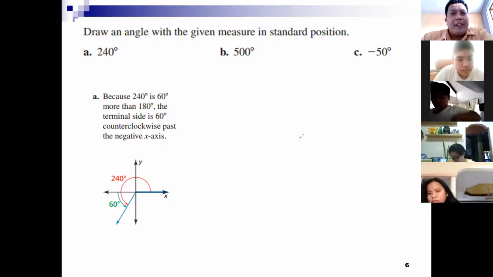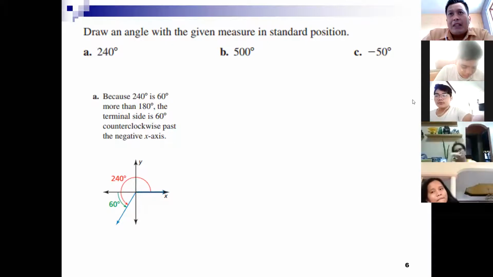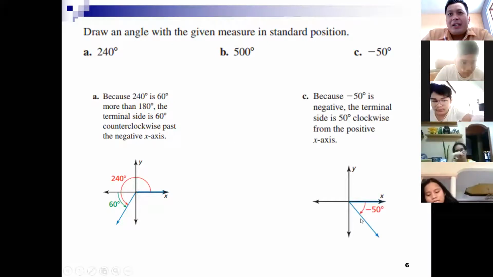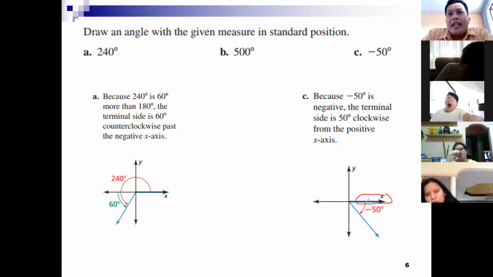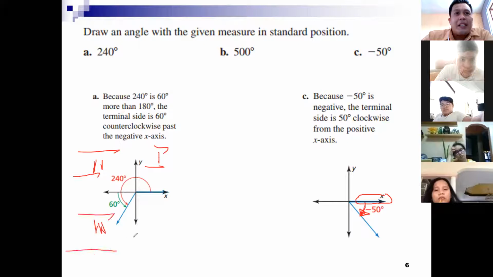Question regarding letter A. Let's compare letter A, class, to letter C. I will solve letter C for now. So in letter C, the angle given is negative. So this is your drawing. From the positive abscissa, it turns in the clockwise direction. And since 50 is an acute angle, so it's less than 90 degrees, so we'll end it in the fourth quadrant. Review for quadrants. Quadrant 1, quadrant 2, quadrant 3, and quadrant 4.